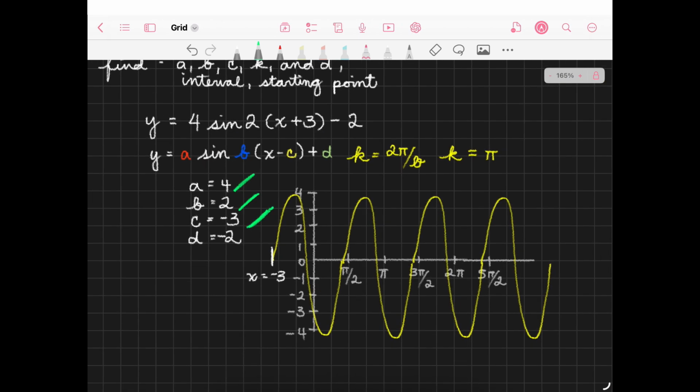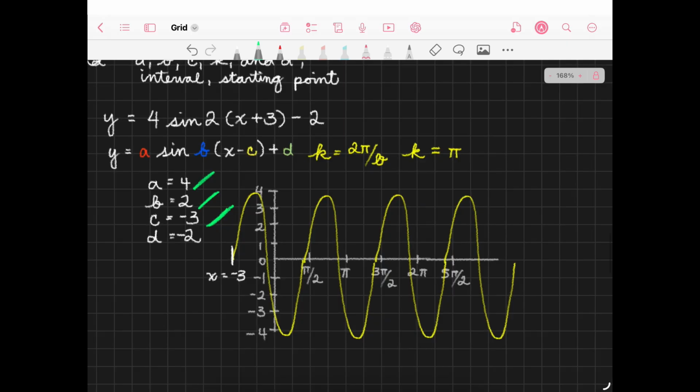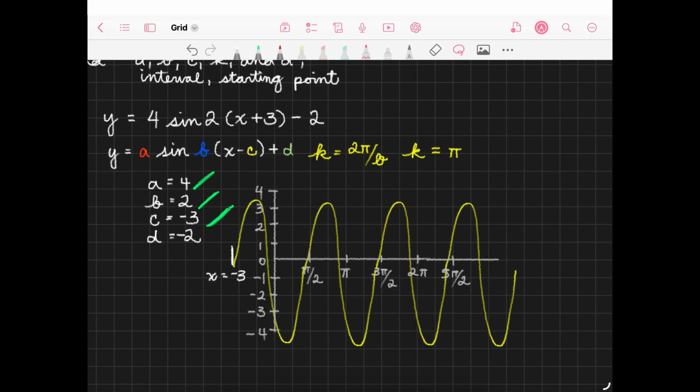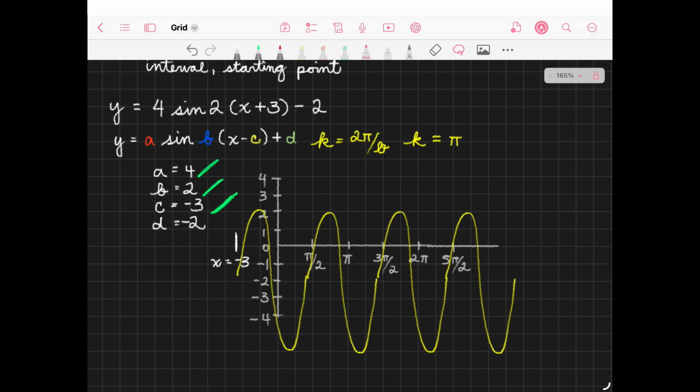Now that C is done, let's look at D, which is equal to negative 2. What we know about D is that we can either shift up or down. And since D is equal to negative 2, we have to shift the graph down 2 times. So we have shift down. Your graph would look like this.